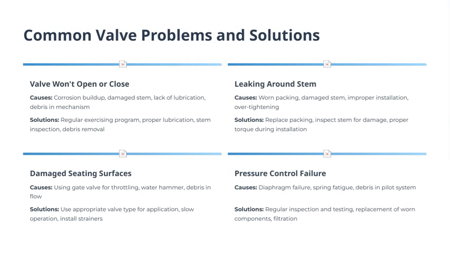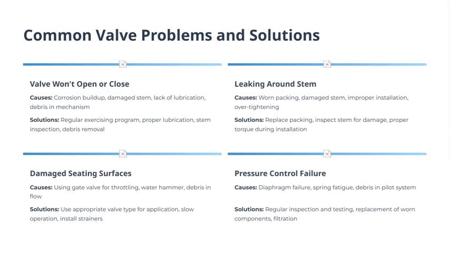is correct. Leaking around the stem is another common problem, often caused by corrosion buildup, a damaged stem, lack of lubrication, or debris in the mechanism. A good approach here is to establish a regular exercising program for the valve, apply proper lubrication, inspect the stem regularly, and remove any debris.